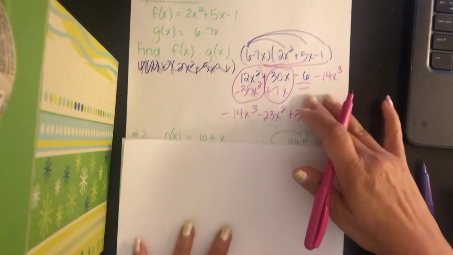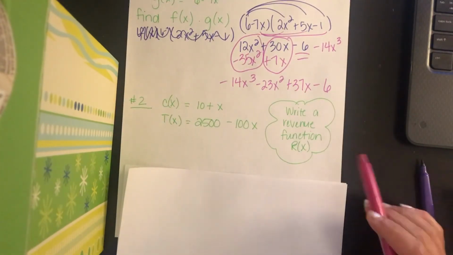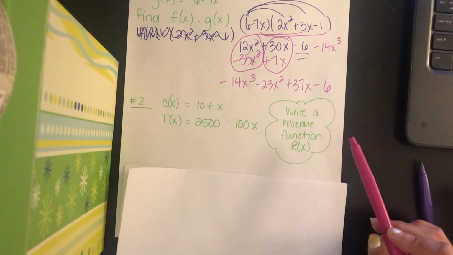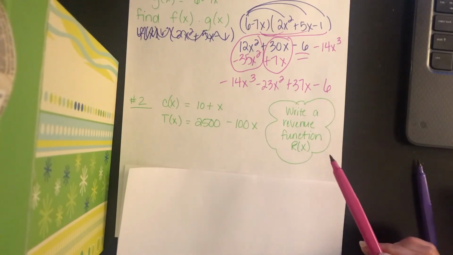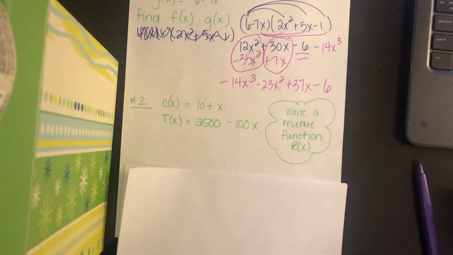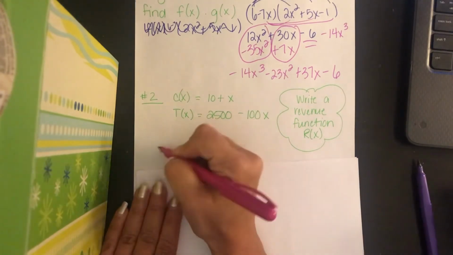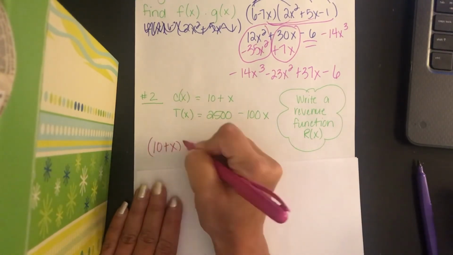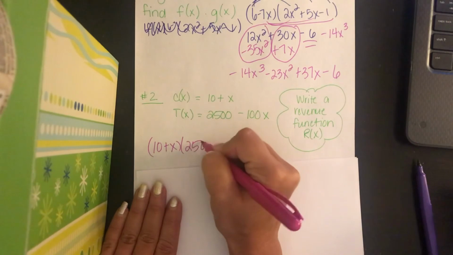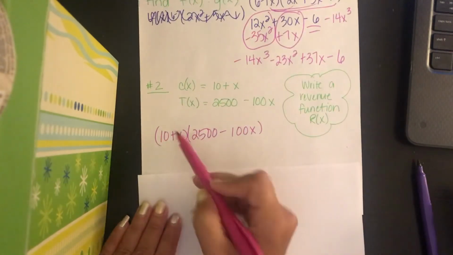Okay, and then looking at number 2, you're given another word problem, and you're asked to write the revenue function, R of X, for the t-shirt sale that could be used to maximize the revenue. So go ahead and pause the video and do that now. Okay, so I'm going to multiply these out. 10 plus x times 2,500 minus 100x.